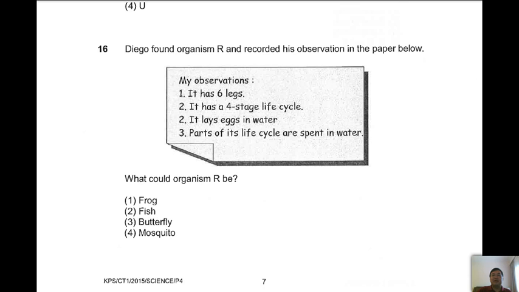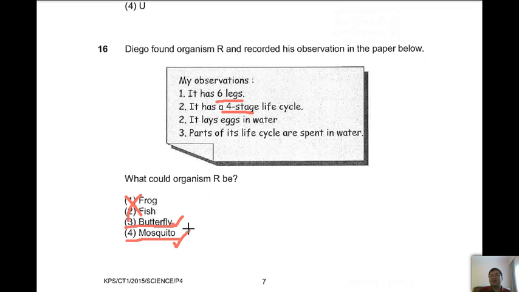Now somebody, Diego, found the organism R and recorded his observation in the paper below. Six legs, obviously an insect. Let's take a look. Which is an insect? Butterfly, mosquito. These two, so 1 and 2 is not the answer. I've eliminated that, and the possible answers are 3 and 4. Next, four stage life cycle, correct. Four stage and four stage.